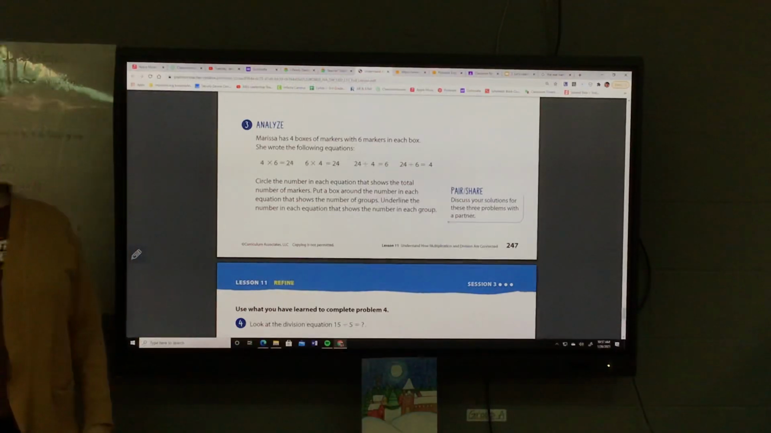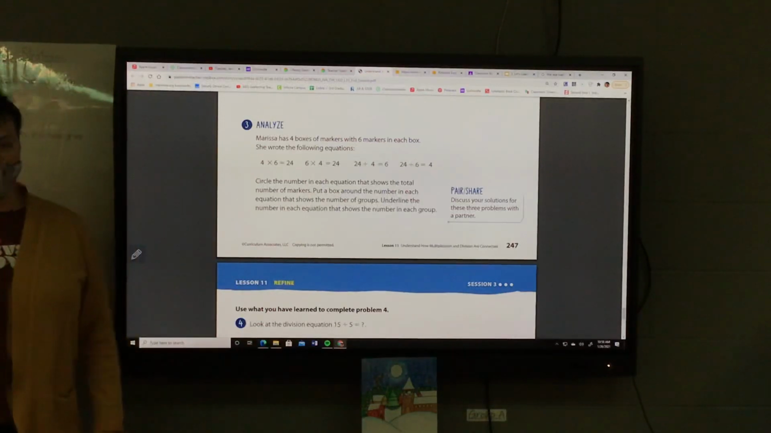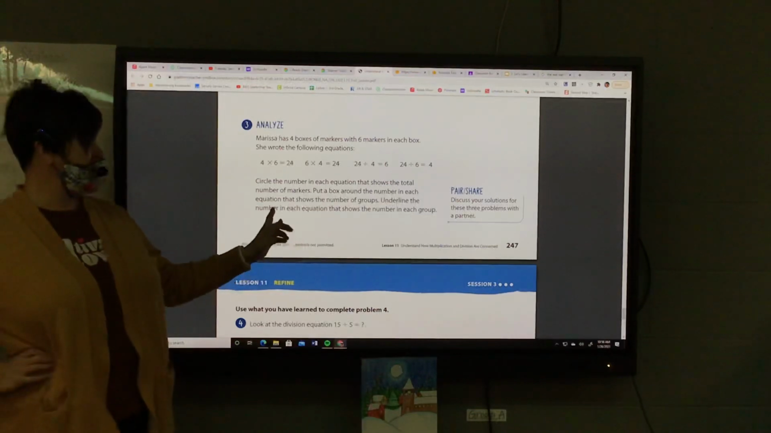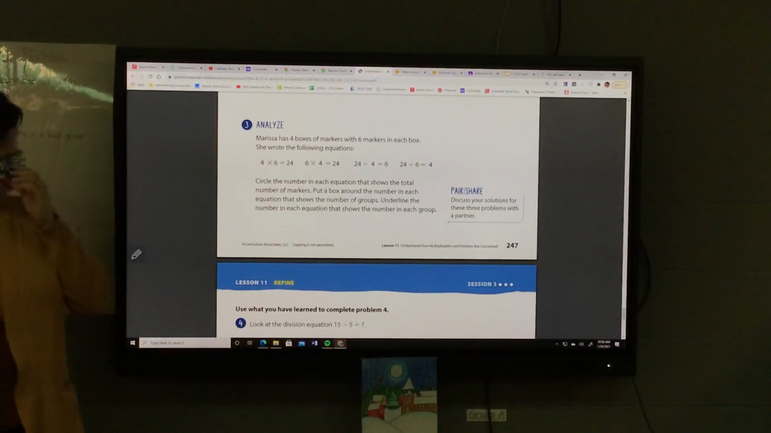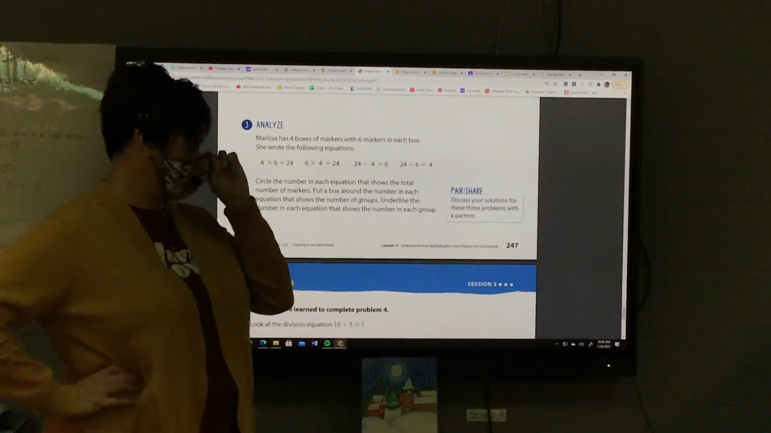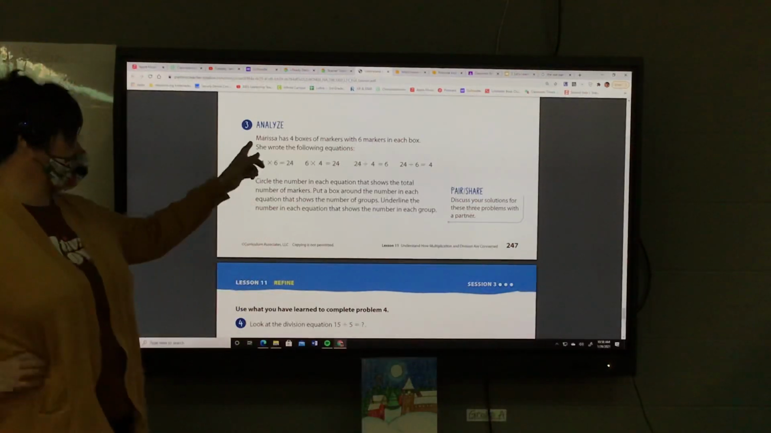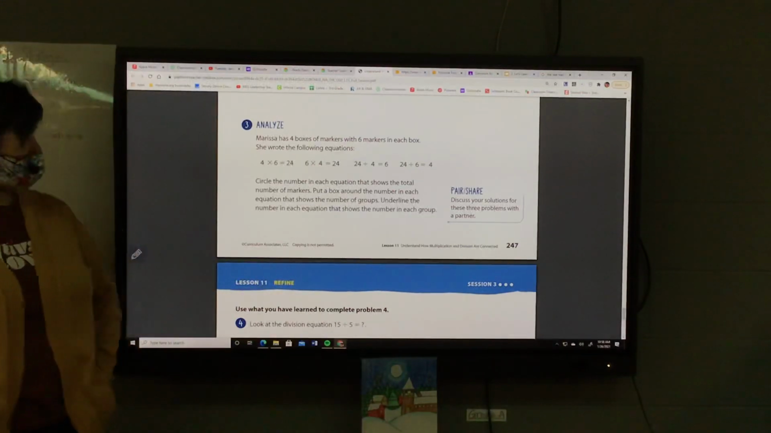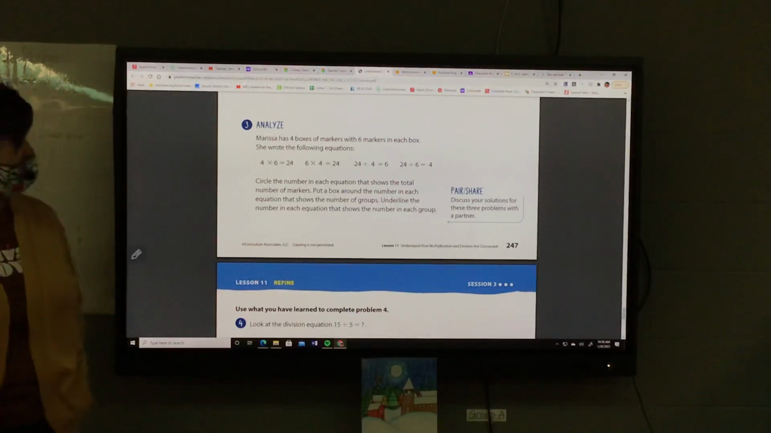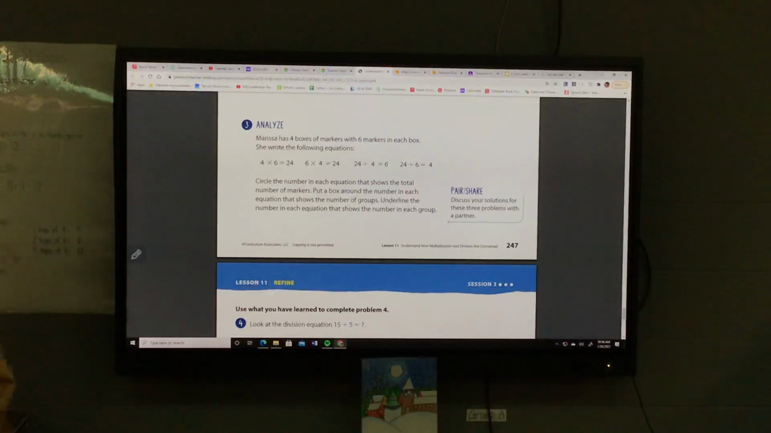Does it have to be on every single one? In each equation, it says, put a box around the number in each equation that shows the number of groups. So if it's like 6 times 4, but the word problem says 4, you have to go by what the problem is saying. Then underline the number in each equation that shows the number in each group.